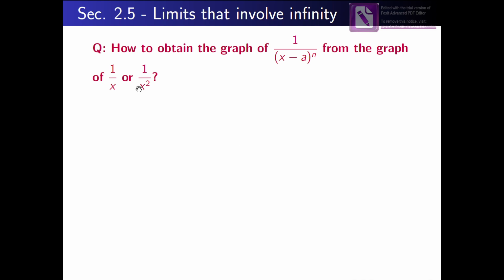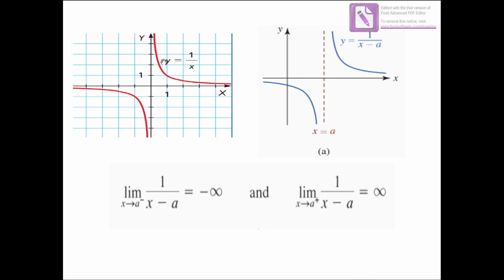Now if we have a question: how to obtain the graph of 1 over (x minus a) to the power n from the graph of 1 over x or 1 over x squared. So if you have the graph of 1 over x, you want to obtain 1 over (x minus a) to the power n. Or you have the graph of 1 over x squared, you want to obtain 1 over (x minus a) to the power n. We'll see the first one. Here we have the graph of y equals 1 over x. This is the graph of y equals 1 over x, where it has a vertical asymptote at x equals 0.